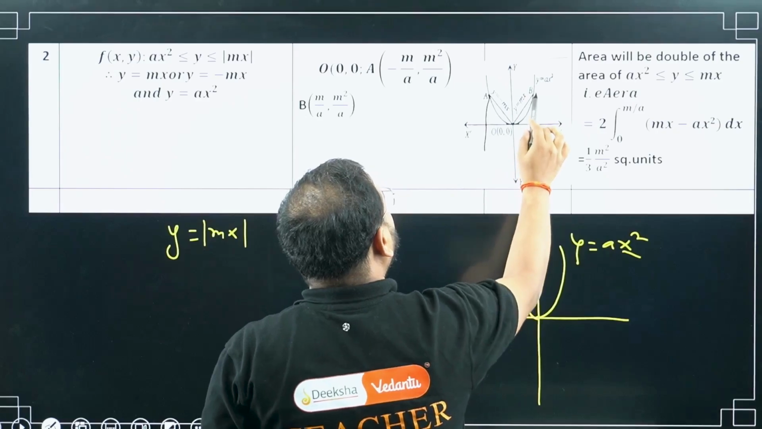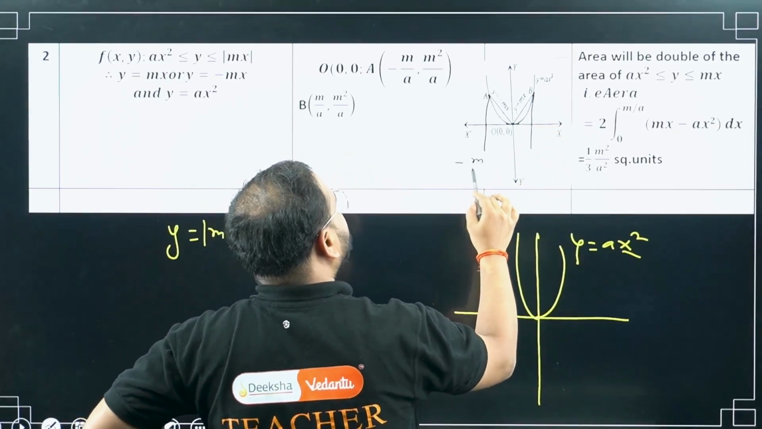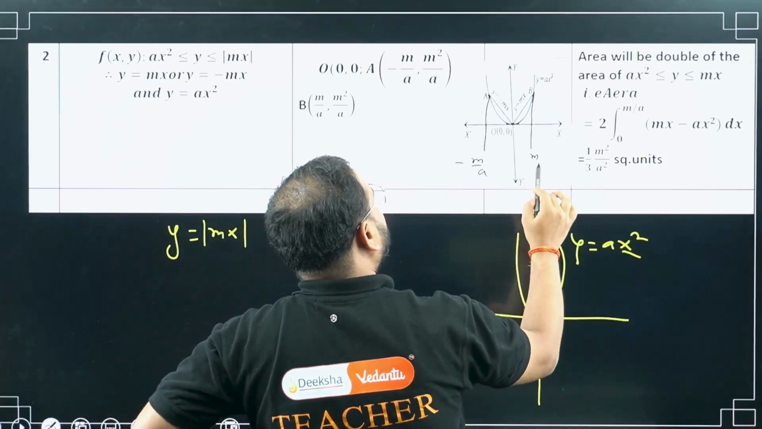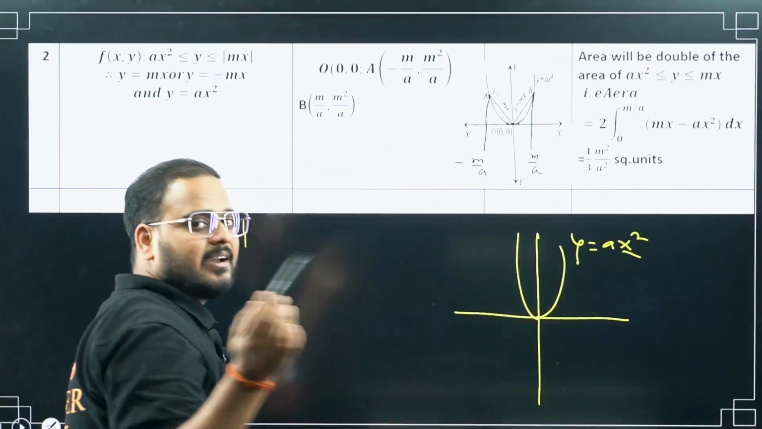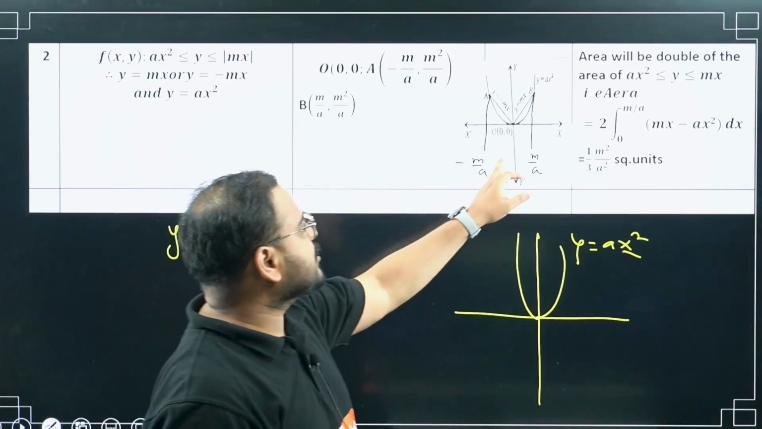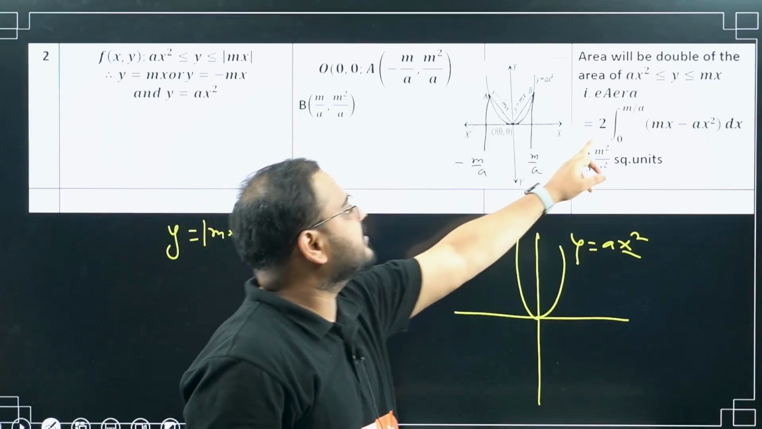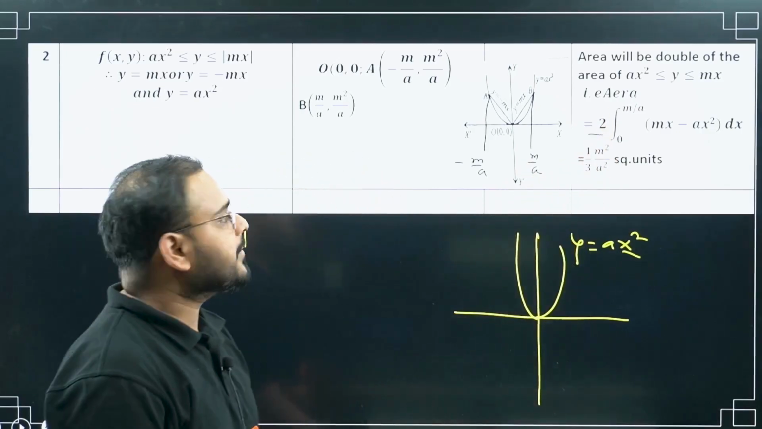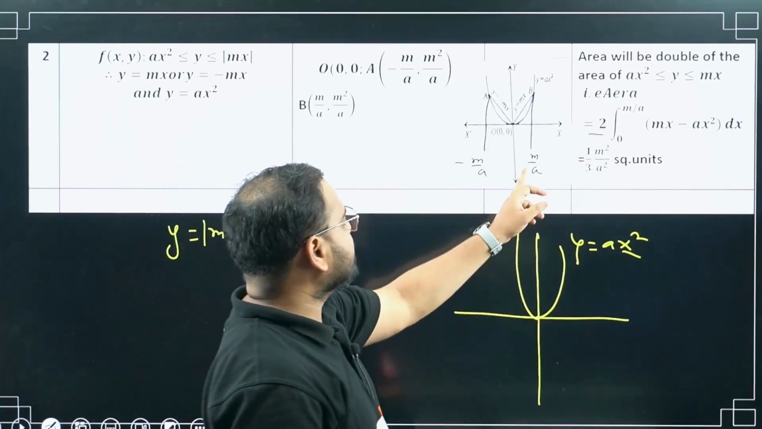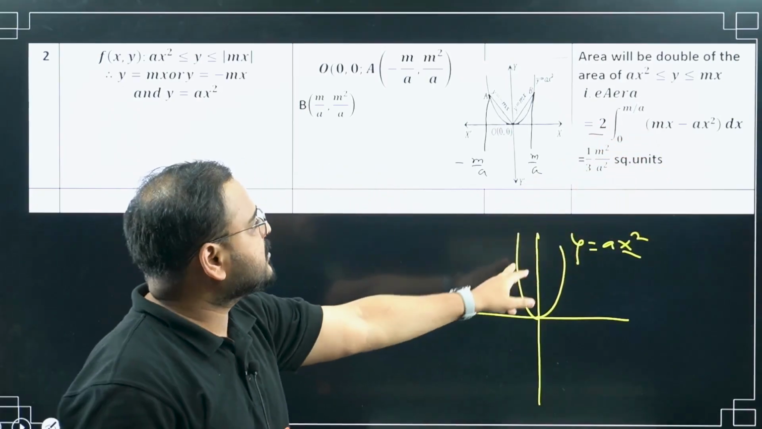Drop the lines like this, no? Okay, what is this? Minus m by a, and what is this point? M by a. But I can take the property of definite integral over here, sir. Yes, I can write this as 2 times the integral from 0 to m by a. How? We just saw it here.